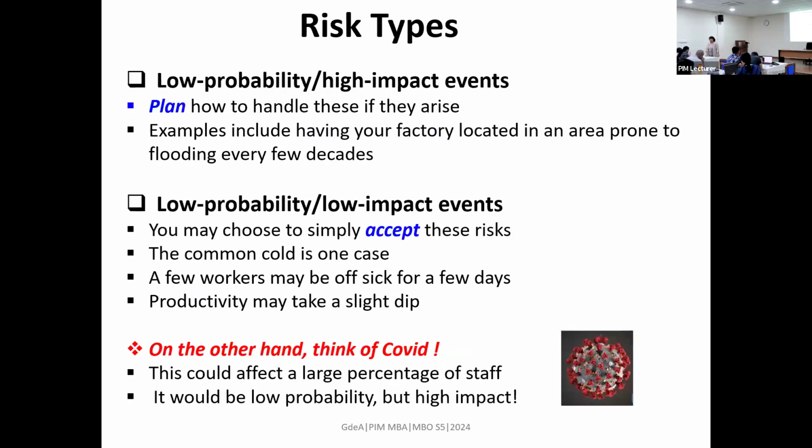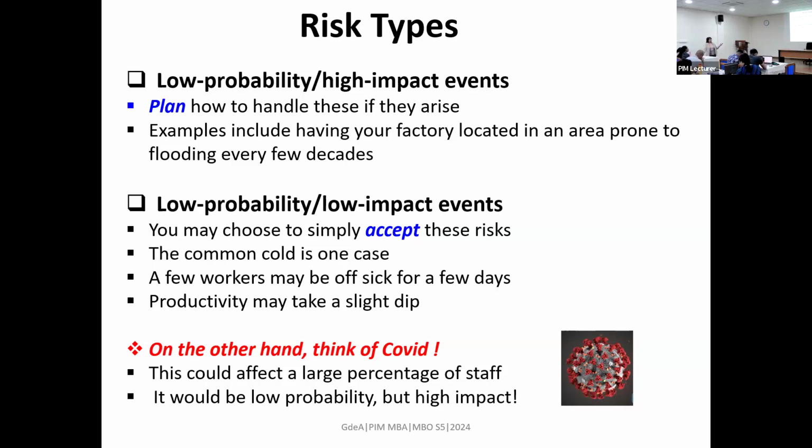Then low probability, high impact: you try to plan how to handle it if it arises. Say your factory is located in an area prone to flooding, every few decades, like a tsunami situation. Low probability, high impact. So you went and set up your operation. When the flood level gets to some alarming level, before that you need to shift your stocks. You have a plan in another location to act on until the flood subsides. You need to have some plan in place.